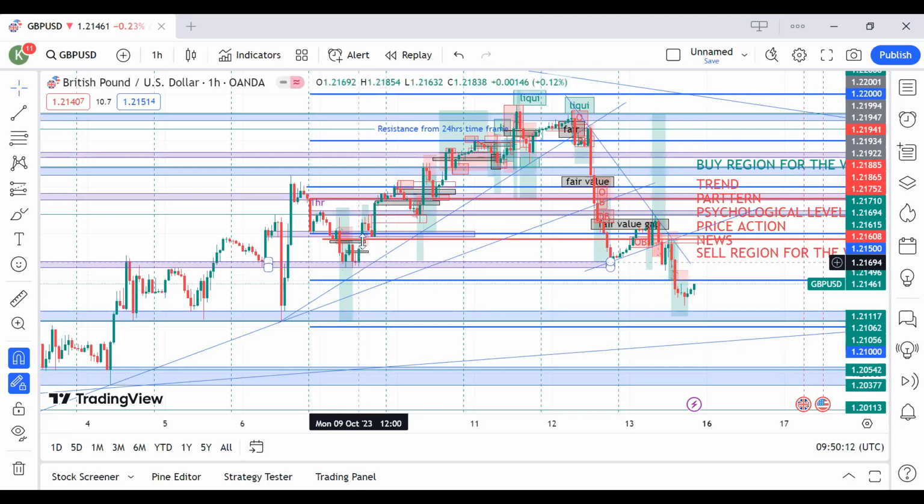You can see the entry. It never came back to test here. So from the 1 hour time frame, this is a fair value gap.